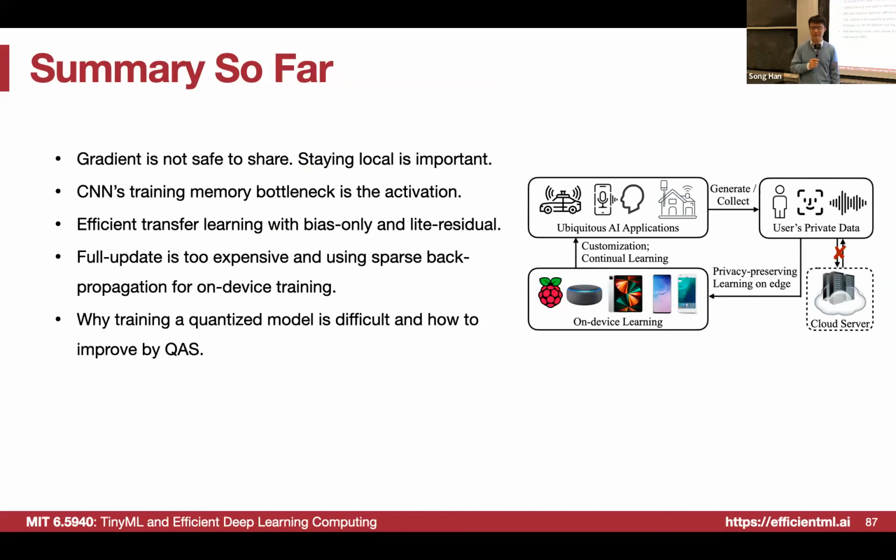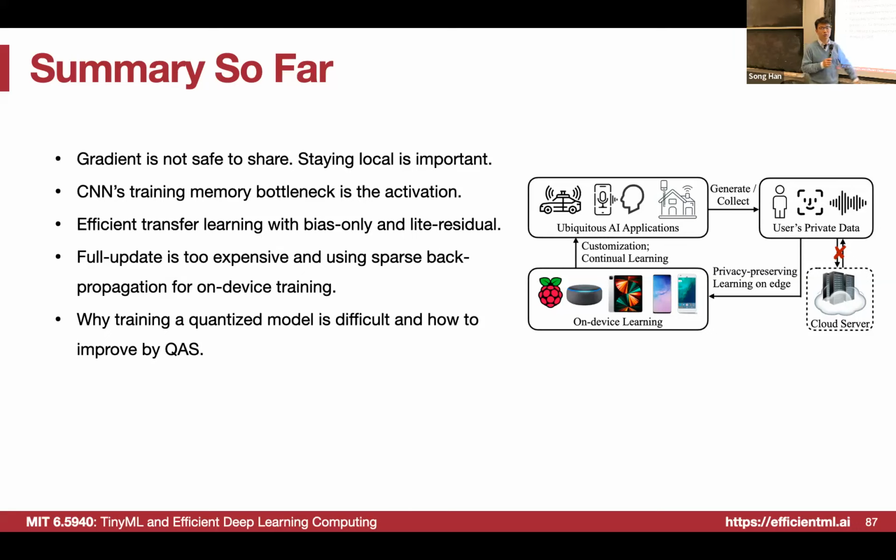So, summary so far in this lecture: the gradient is not safe to share. You can leak the information from the gradient, and staying local is very important. So on-device training is important. And the training memory bottleneck is actually the activation. So we have to think about techniques to reduce the activation during training. So bias-only update and the lite residual technique in TinyTL, tiny transfer learning, can reduce the training activation memory.